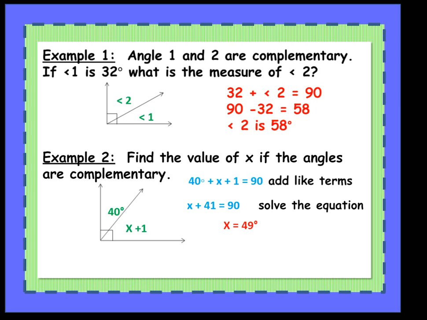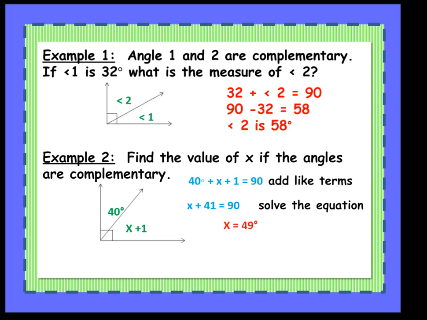So you've got your 40 plus your other angle, which was x plus 1. And it said that they were complementary, so you know it's going to equal 90. Okay? That's why they set up that equation the way they did.